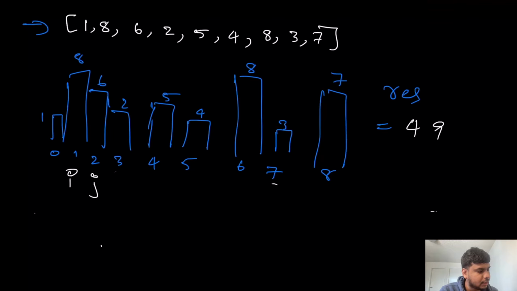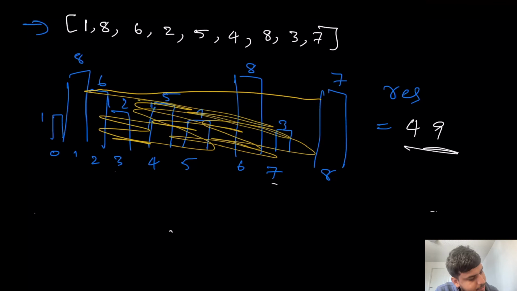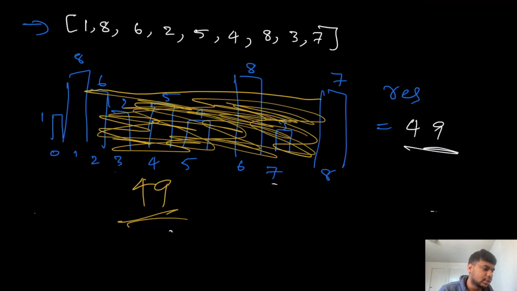Again 6 and 8, minimum height is 6, and 2 minus 1 is 1, 6. 6 is again less than 49. We won't update it. So basically, finally our result will be 49, because that is the maximum area of the container, which will store the maximum amount of water, 49. So we'll return that. Now let's go and code this up.